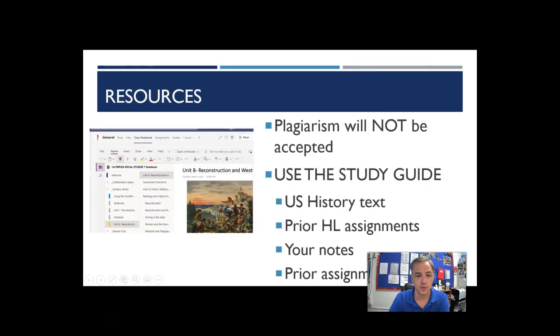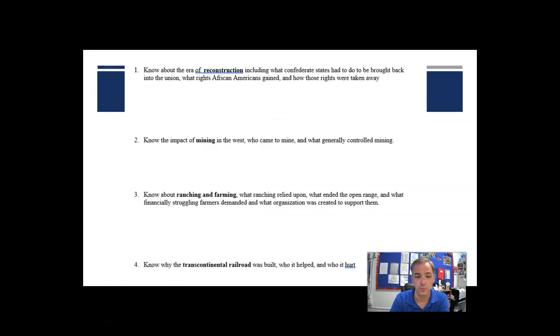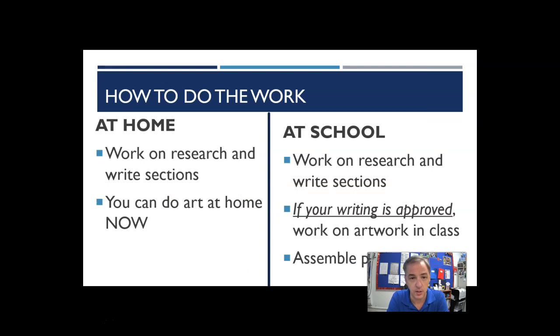You've got to give specific information from the materials we've read, the assignments we've done. There's a lot out there. In addition to internet searches, we've got U.S. history textbooks, online versions I've provided, prior HL assignments, your notes, prior other assignments, the printed stuff, the written stuff we've worked on as groups. So that's certainly available to you.